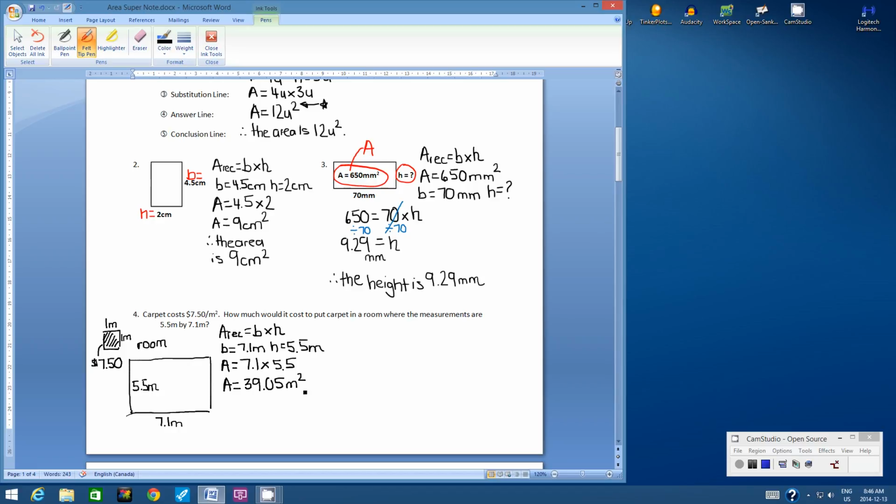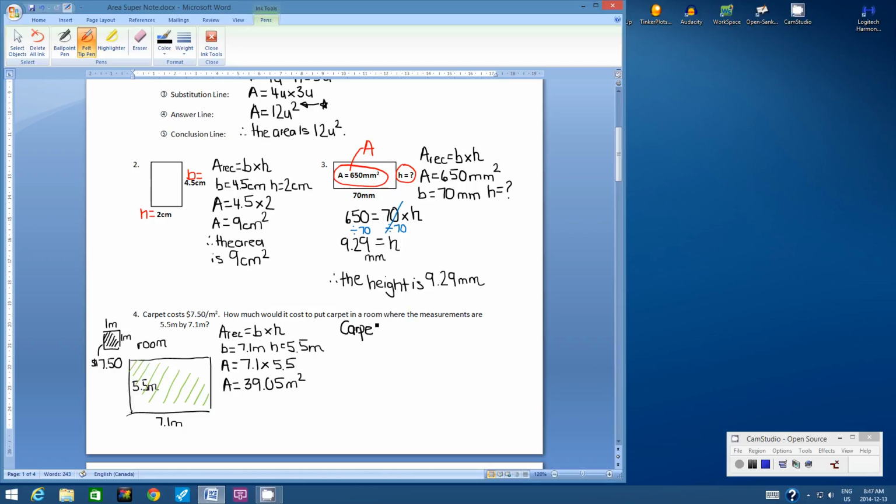Okay, now we don't put our conclusion line here because we're not quite done. Now we know the area of our room. Okay, so now we know the area of this room is 39.05. Well, let's go back to our original question. The original question is, how much would it cost to put carpet in this room? We know that 1 meter by 1 meter squared of carpet costs $7.50, but our room is not 1 meter by 1 meter. It has an area of 39.05 meters squared. So let's go over here and start part 2 of our answer.